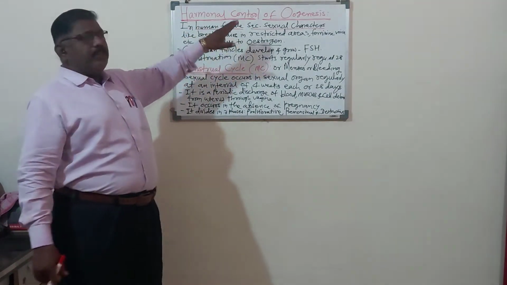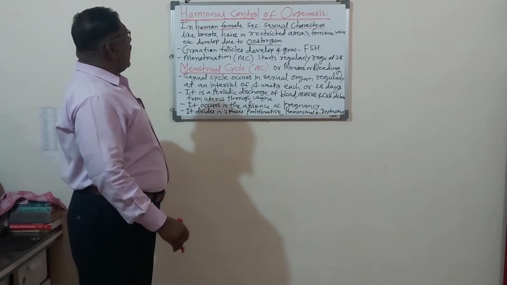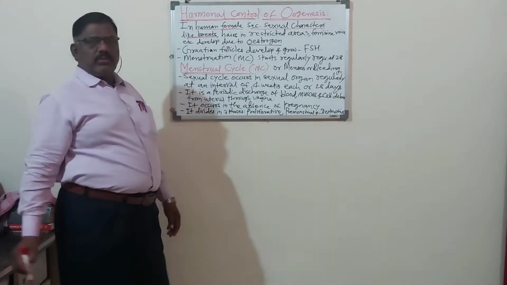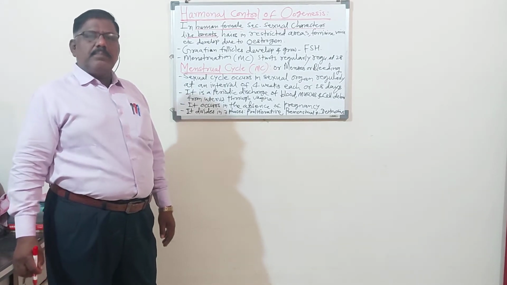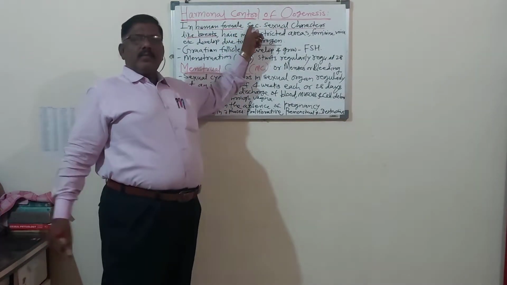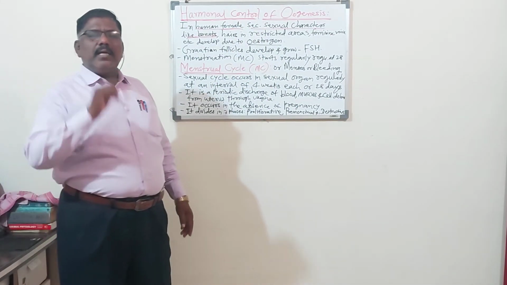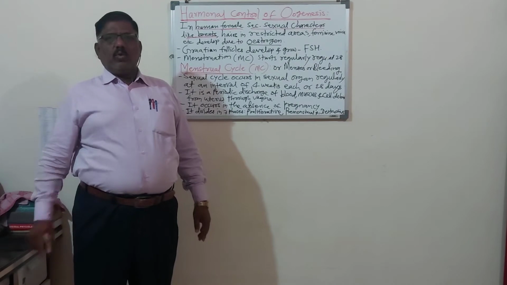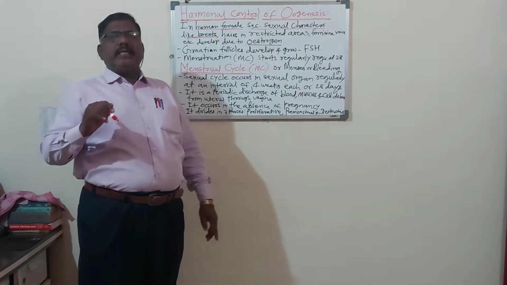Here the human female's secondary sexual characters develop at a particular age, and those secondary sexual characters in the human female are like the development of breasts, the development of mammary glands. They become larger and develop. That hormone is present in the ovary. That hormone is not present in the testes. That's why in the male, mammary glands are not developed. Only in the female do mammary glands develop, because that hormone is present only in the ovary.